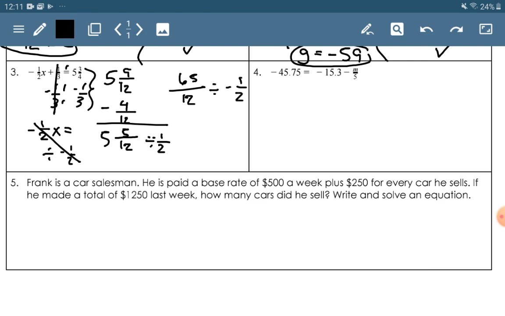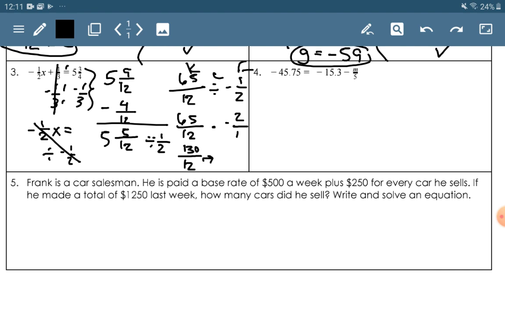When I'm dividing fractions, I have 3 steps. I can keep, change, flip, or another way to say that is multiply by the reciprocal. So this becomes 65 over 12 times negative 2 over 1. When you multiply across the top, 65 times 2 is 130. 12 times 1 is 12. We can save our sign for the end because I do still need to simplify this.